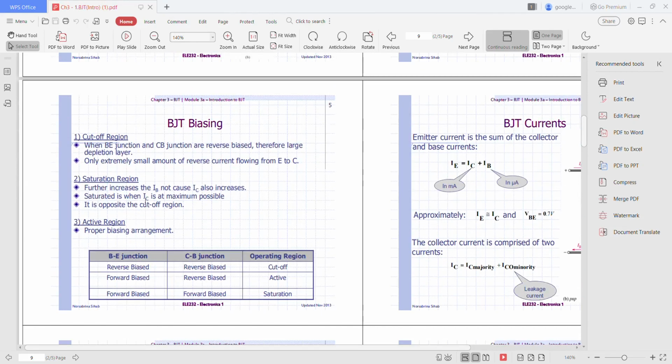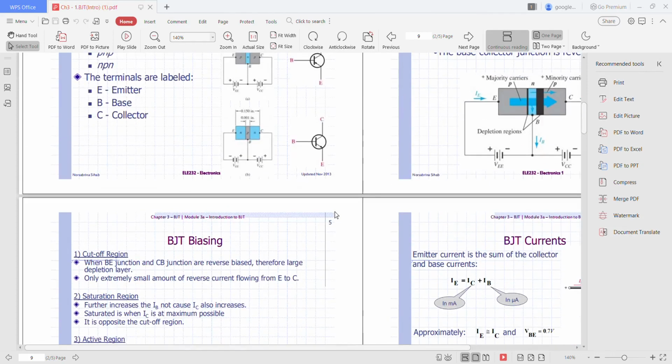The second one is the saturation region. Further increases in IB do not cause IC to increase. That is the saturation region. Saturated is when IC is at maximum possible. It is the opposite of the cutoff region.